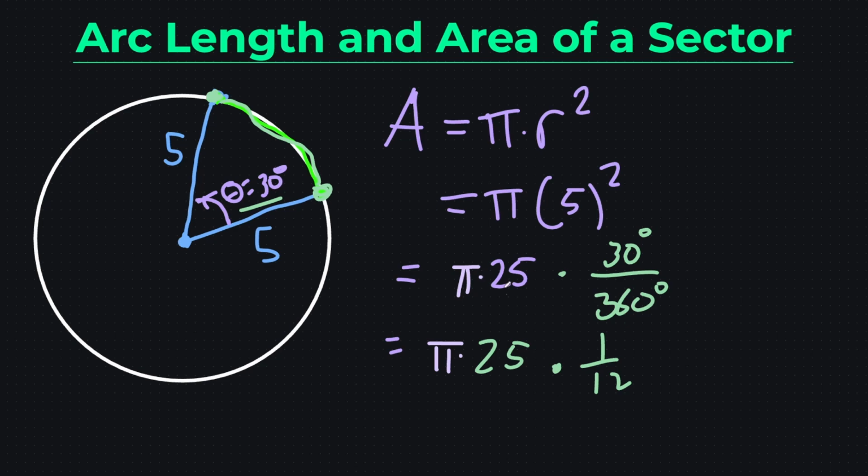This should be pi times 25 times 30 over 360. And then pi times 25 times 1/12. Now we can just collapse it all together and we get this is equal to 25 over 12 times pi. And that would be our answer. Not a very nice answer, but that's how it is.